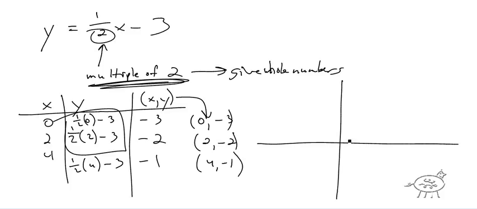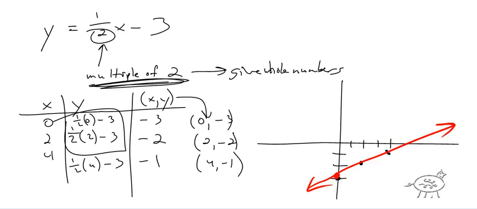Okay, let's graph that. 0, negative 3, 2, negative 2, and 4, negative 1. Okay, and you can see these points are in kind of a nice straight line here. You're going to have graph paper to make it a little more accurate, because right now it's not super accurate, and your line can be off by a little bit. But that's kind of it, math fans.